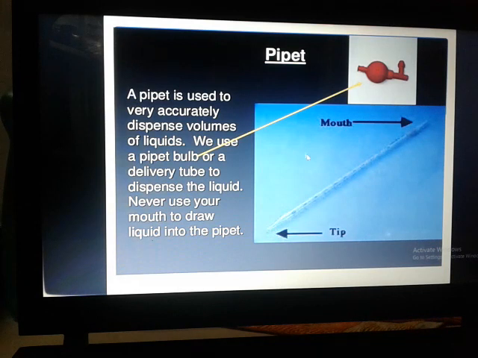Okay, one other thing for your laboratory and safety purposes. Never use your mouth to draw liquid into the pipette. This is very dangerous. So all the time, whenever you take a substance, solvent, solution or liquid, always use this bubbler.